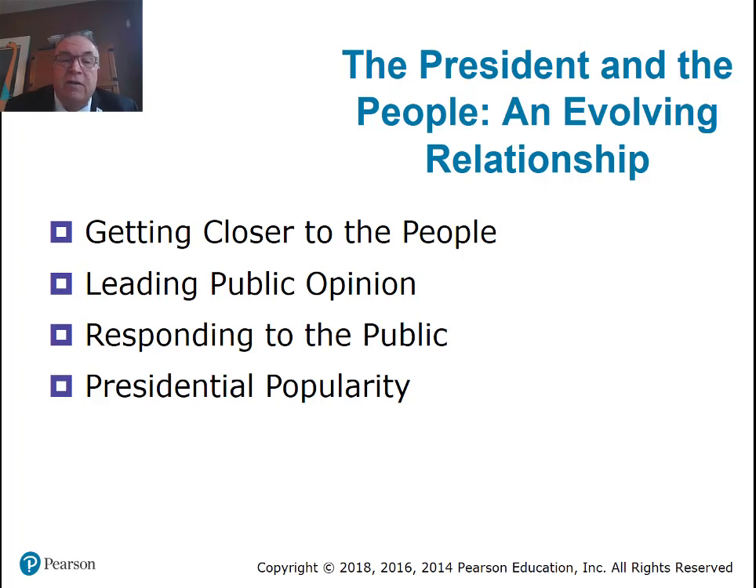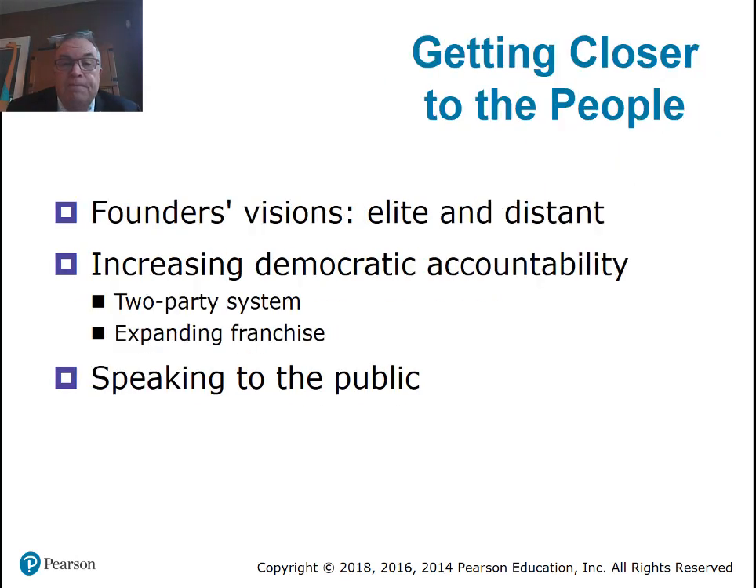So the president and the people, an evolving relationship. And we've had presidents that have been very, very close to the people, and those that have been just kind of at a distance. And so public opinion, very important. The presidents do respond to the public quite quickly. I think they're the branch that really does. And then we'll look at presidential popularity. So the framers saw the president as someone who was elite and distant, almost like one of the Socratic kings from Greek land. But more and more, the president has to be close to the people, close to popularity, close to understanding what's going on. The two-party system and then just the expanding franchise of voters have brought the president very close.